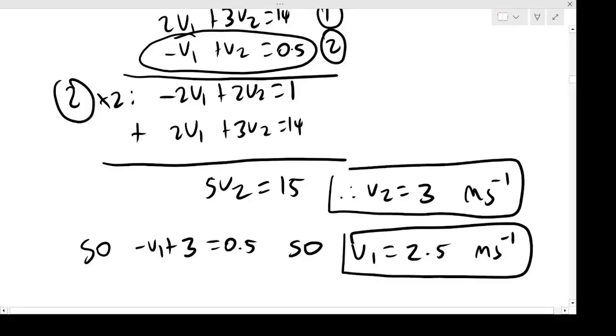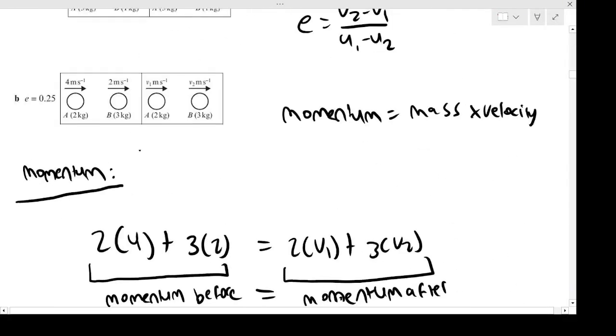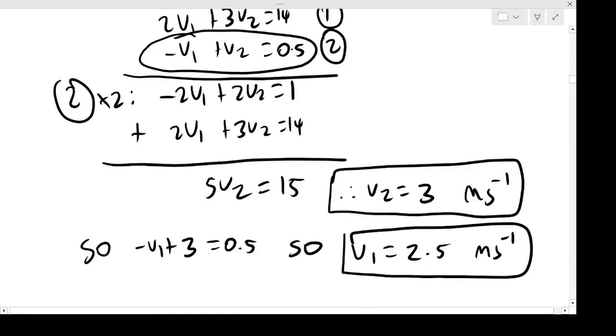And so that's generally the idea. So the main idea is, with all these questions, we're going to use momentum and the restitution to get simultaneous equations. Then we solve these simultaneous equations. So there we are. Now let's have a look at the next question.